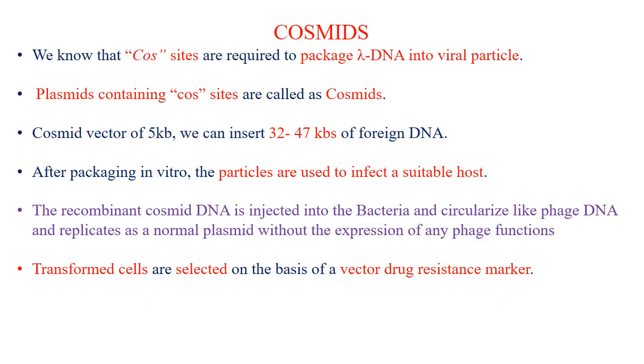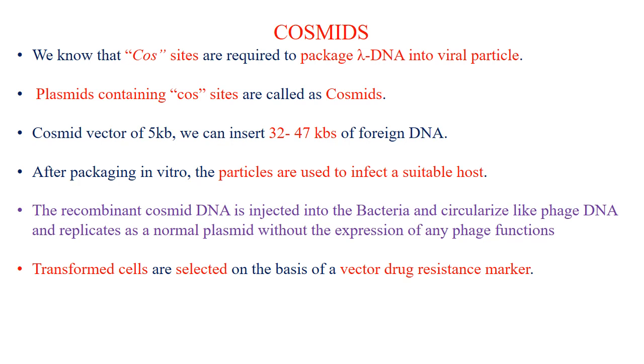Another class of vectors is cosmid vectors. You know, cos sites are required for packaging of bacteriophage DNA into viral particles. Now, this cos site is engineered into a plasmid vector to generate cosmids. The major advantage of cosmids is the carrying capacity. It can carry up to 47 kb of foreign DNA.